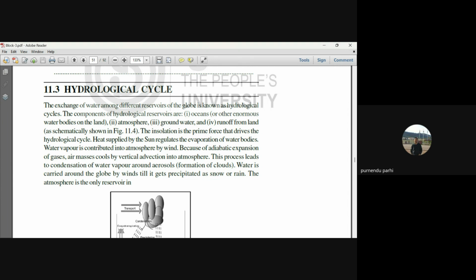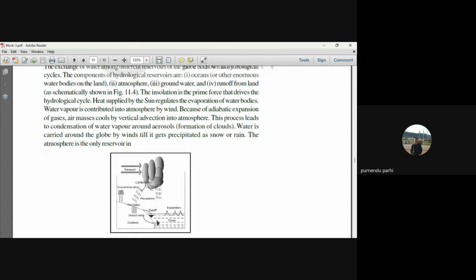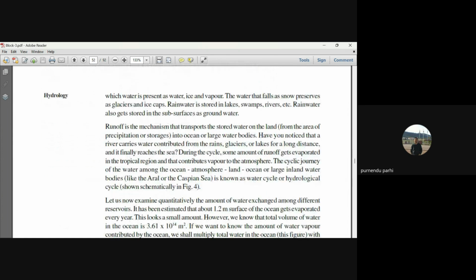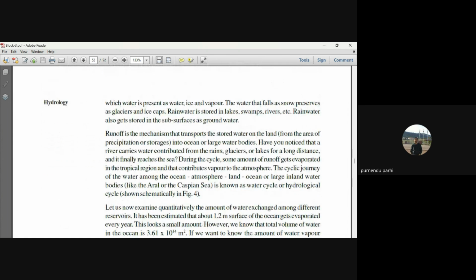Because of the adiabatic expansion of gases, air masses cool by vertical advection into the atmosphere. This process leads to condensation of water vapor around aerosols. Water is carried around the globe by winds till it gets precipitated as snow or rain. The atmosphere is the only reservoir in which water is present as water, ice, and vapor.